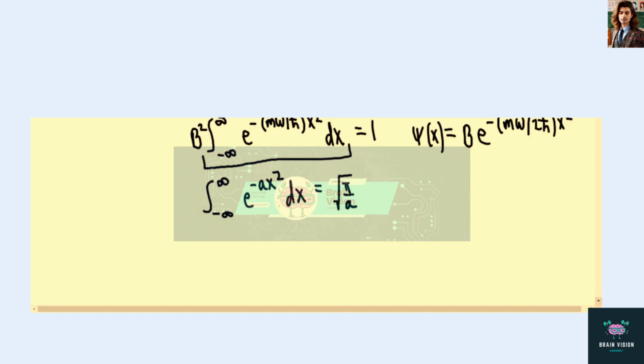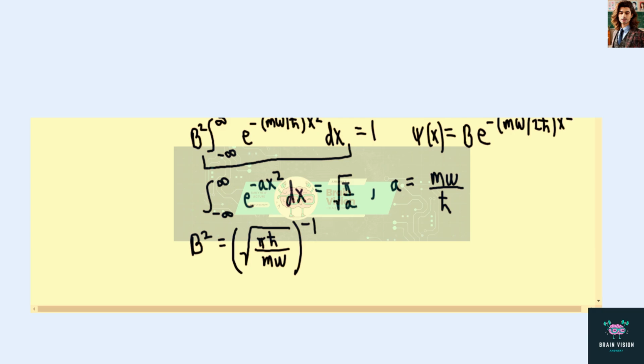So continuing, we will note that in our case, a is equal to m omega over h bar. And so therefore, our integral is equal to the square root of pi h bar over m omega. And so b squared has to equal the inverse of this, in order to give us the correct normalization.